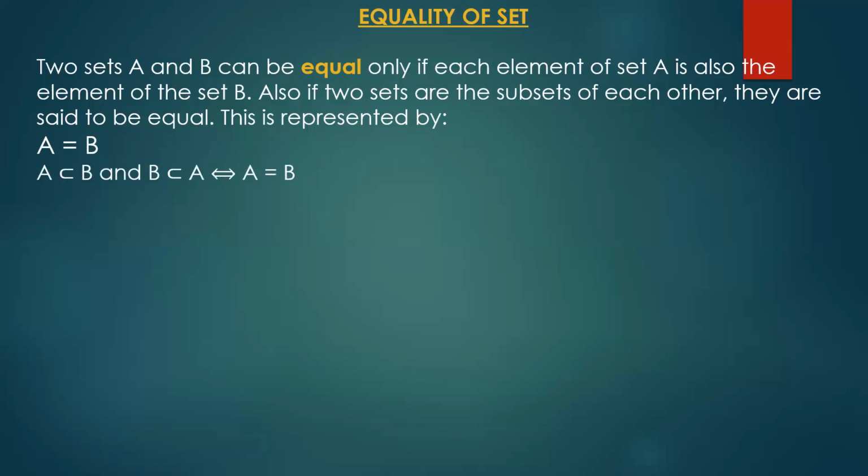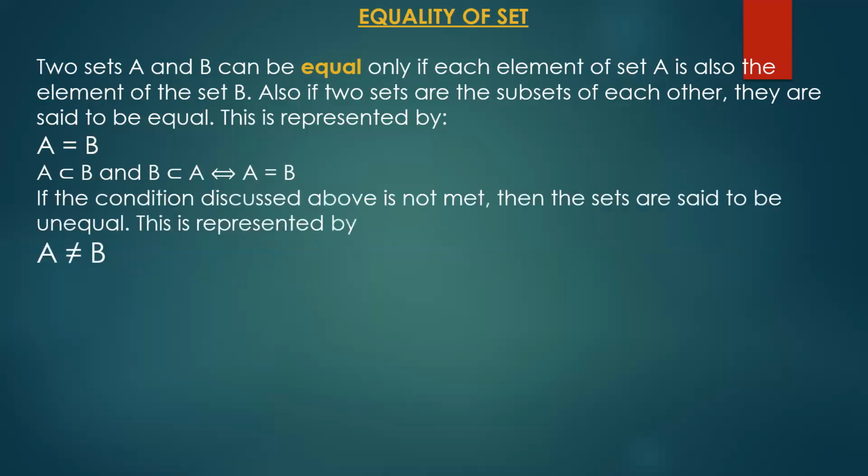Yeah, so when A = B, it means that A is a subset of B and B is also a subset of A, which means A is equal to B. Yeah, so if the condition discussed above is not met, then the sets are said to be unequal. This is represented by A ≠ B.